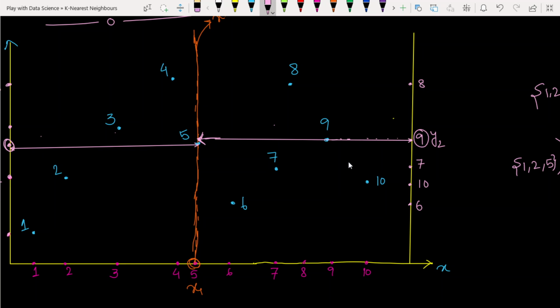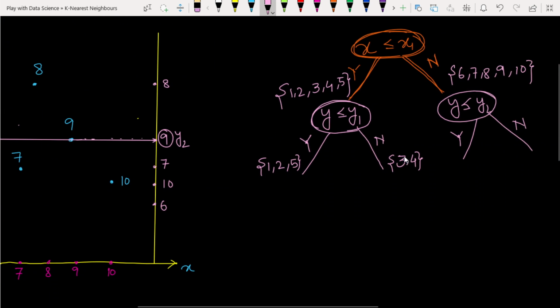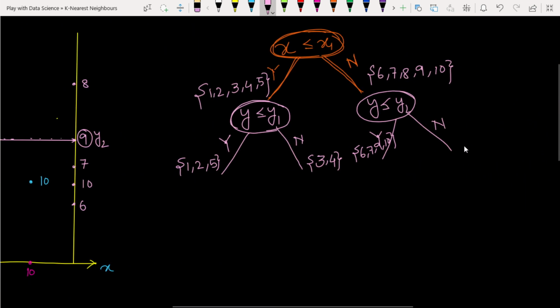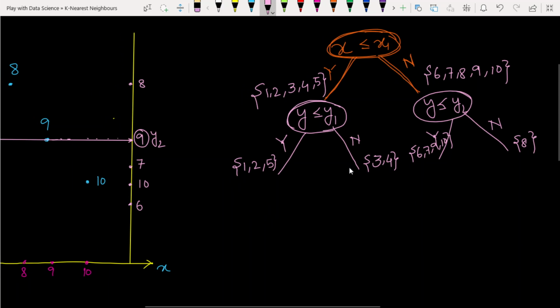So what will be the points on this side? This side's points will be 6, 7, 9, and 10. And on the other side we have only 8. We do the same thing for the other side as well.